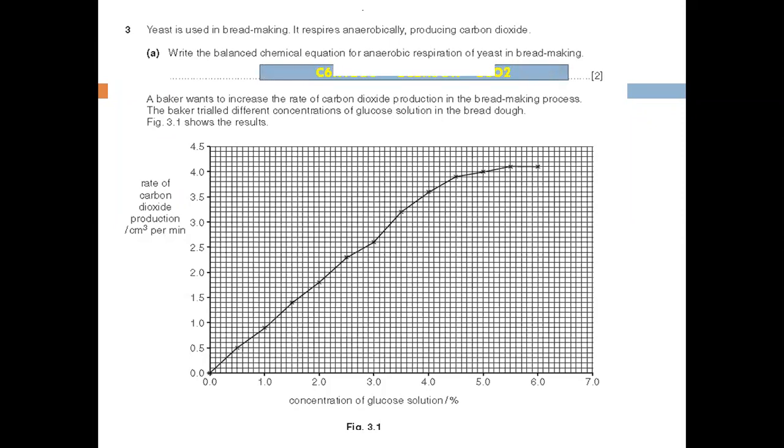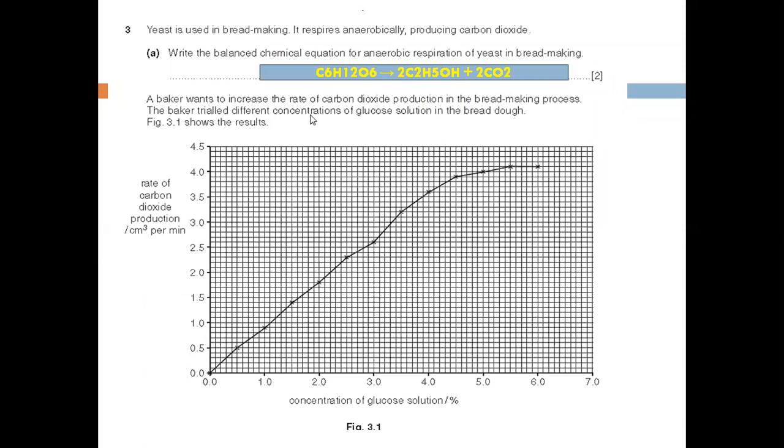So this is the anaerobic equation: glucose will produce ethanol plus carbon dioxide, right? And remember, it's an important point: if this anaerobic respiration happens in humans, ethanol will not be produced there. Lactic acid will be produced, and no carbon dioxide will be produced in humans, okay?